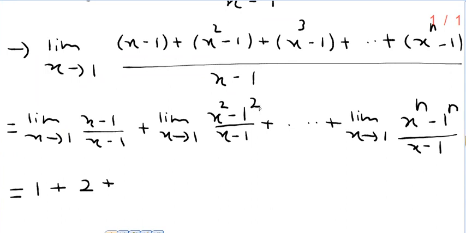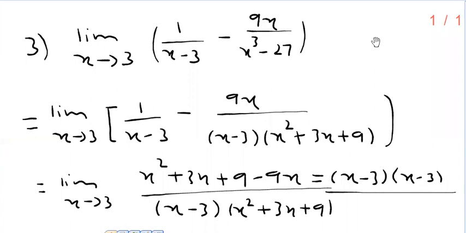So 1 plus 2 plus, I haven't written here, but 3 up to what? Up to n. Note that this is the sum of the first n natural numbers, which is nothing but n into n plus 1 upon 2. So this is the value of the limit.